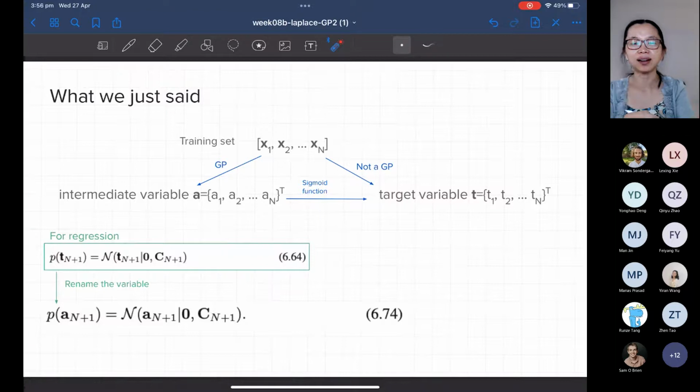Before we answer that, let's just say what we just said once over. We said we have a set of observations, training input x1 through xn. This intermediate variable A depends on them in the fashion of a Gaussian process. And then we pass A through a sigmoid function, we get a target variable. So from X to T, it's not a Gaussian process anymore because of this sigmoid function nonlinearity.